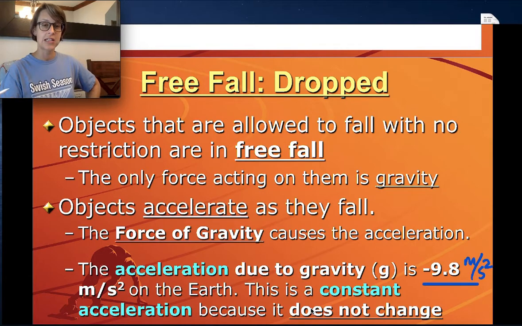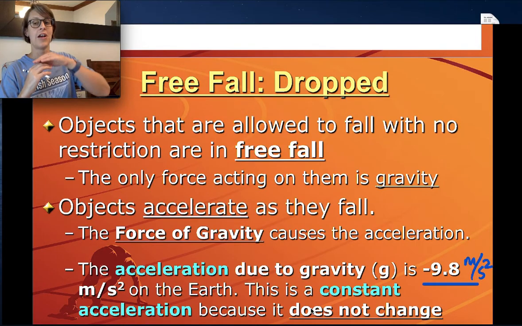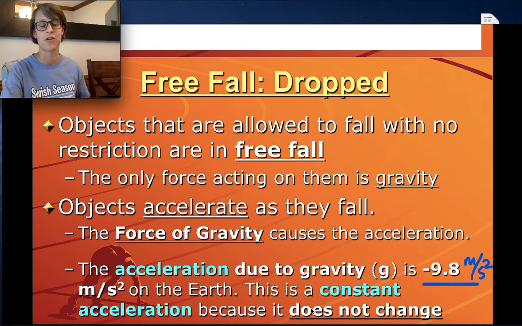If you like rides that drop you, like the Superman ride at Six Flags, either if it terrifies you or you think it's fun, it's probably because you're going 10 meters per second faster every second than you did the second before. So you're speeding up significantly as you fall.